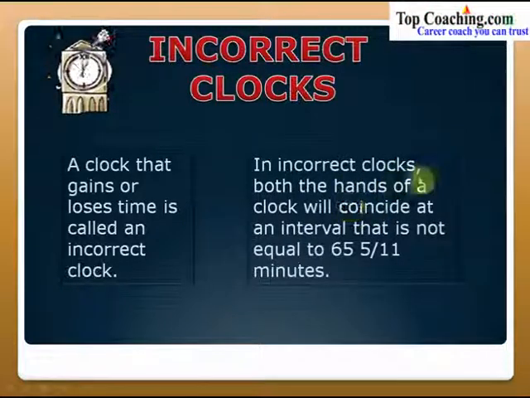In an incorrect clock, both the hands of the clock will coincide at an interval that is not equal to 65 5/11 minutes. We have seen that the interval between the two hands coinciding is always equal to 65 5/11 minutes in a correct clock. But in incorrect clocks, this interval is either greater than 65 5/11 or less than 65 5/11, and so the clock is said to have gained or lost some time, and that is the phenomenon of incorrect clocks. The interval between the two hands coinciding is either greater or less than 65 5/11 minutes.